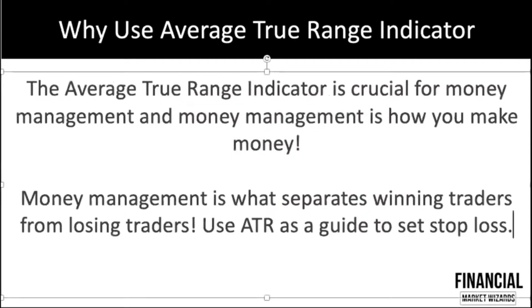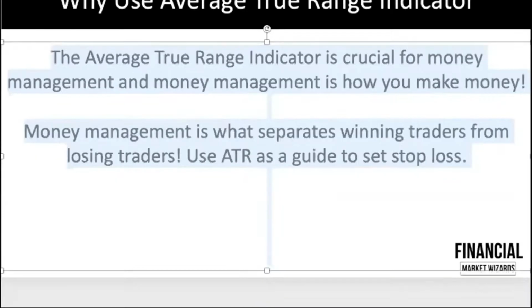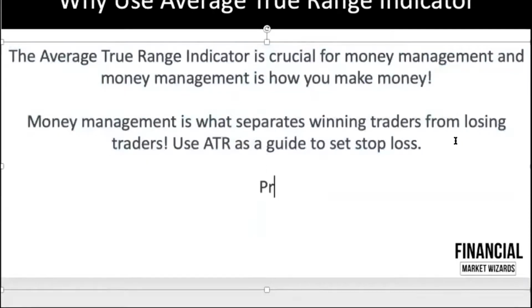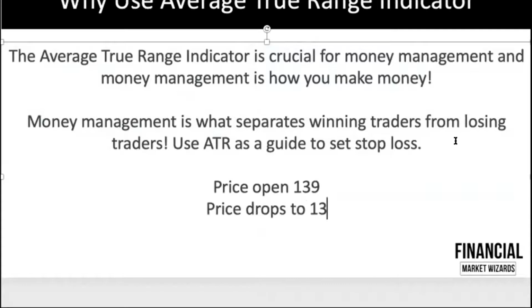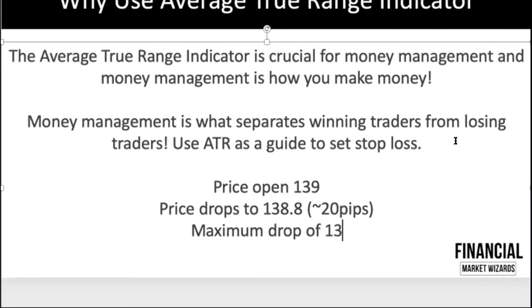Okay, let's say price today opens at 139, just as an example. Price drops to 138.8. Okay, that's a drop of about 20 pips, right? So you understand that, based on the past 14 candles, price can probably drop on average a maximum drop of 138.1 or thereabouts, or if you want to be exact, 138.07, right?